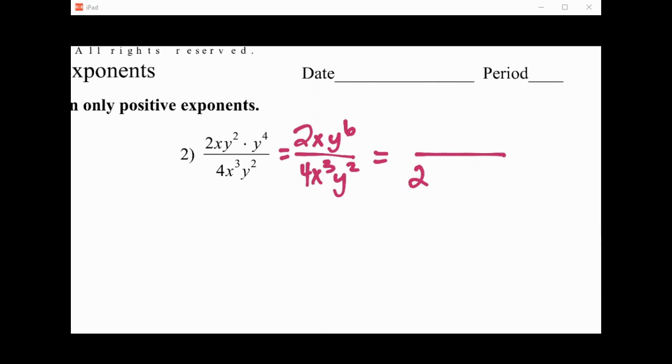As far as the exponents go, you subtract, and the variable stays wherever there's more of them. So with the x, there's more x's on the bottom, and if you subtract, it's 2. And with the y, there's more of them on top, and if you subtract, it's 4. There you go.